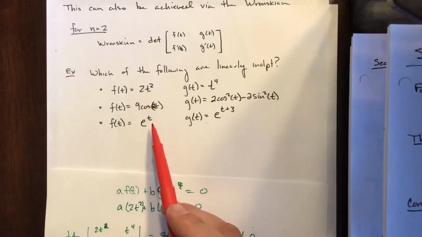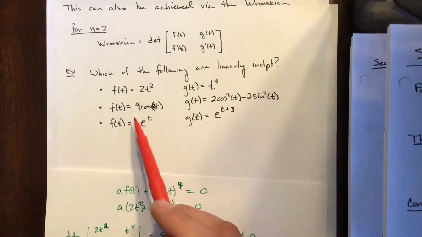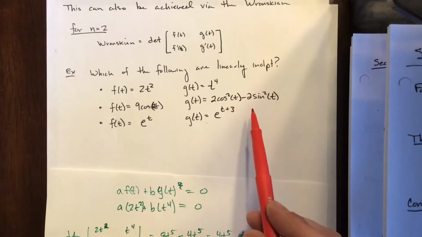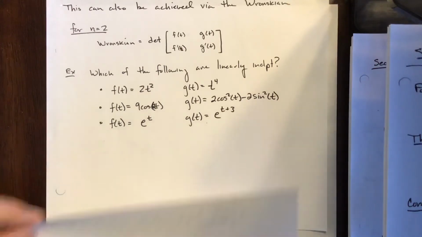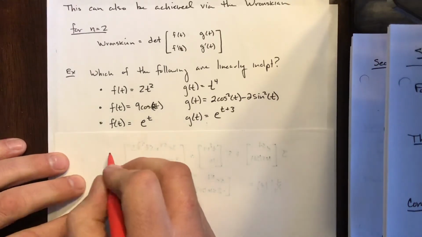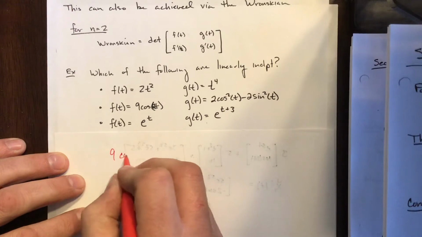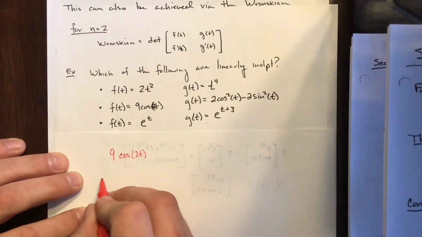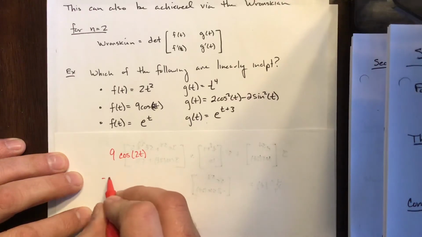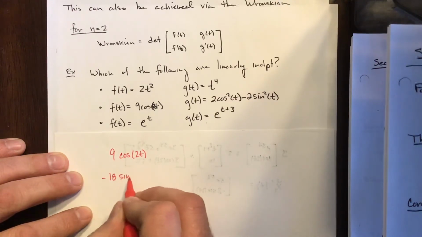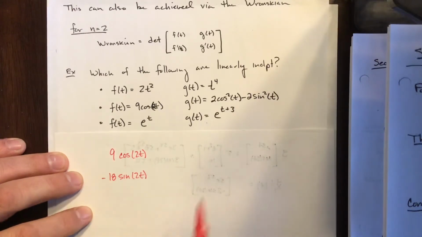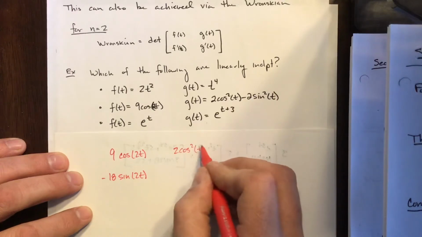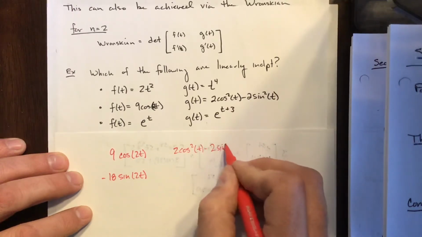So now what about the middle one? You have 9 cosine 2t and 2 cosine squared t minus 2 sine squared t. Okay, so we got 9 cosine 2t. What's the derivative of that? It is negative 2 times 9, that's 18, sine 2t. And 2 cosine squared t minus 2 sine squared t.